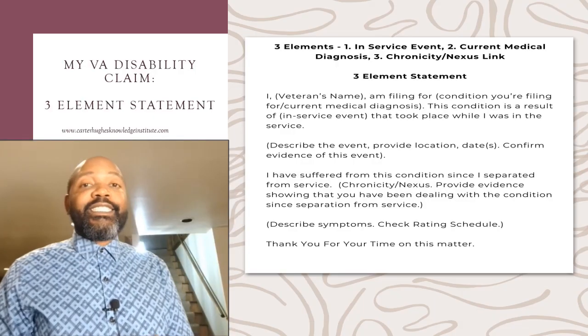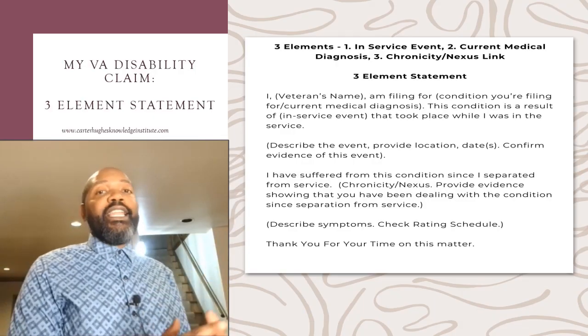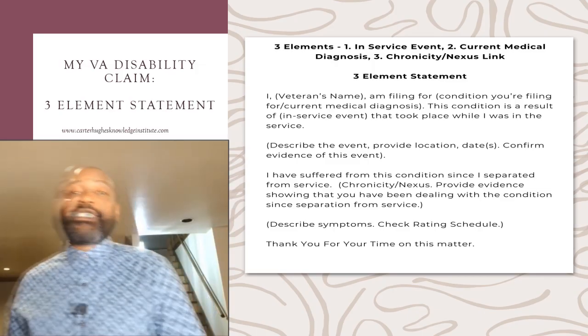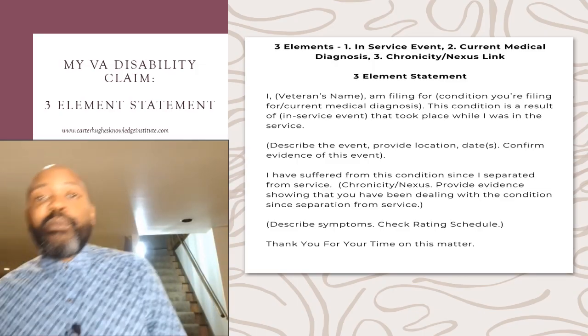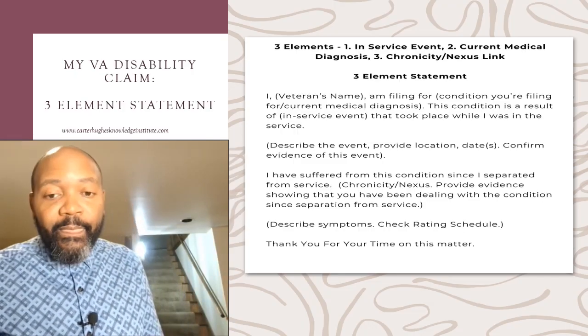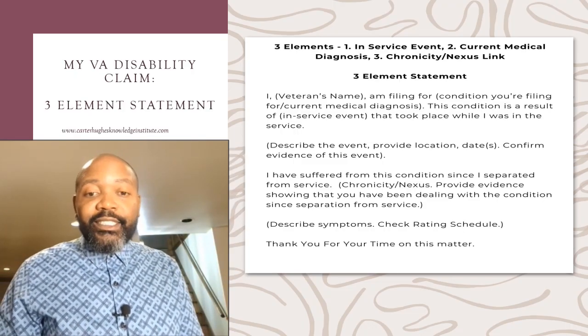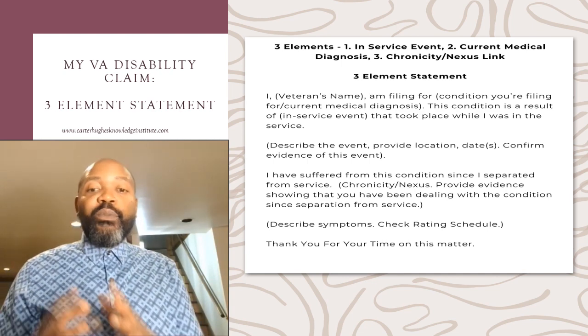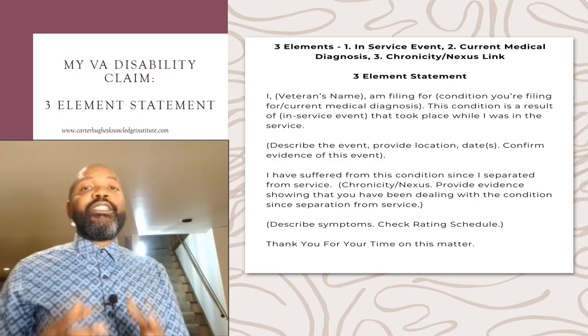You're building the nexus, the chronicity, showing it's a chronic condition, something I suffered from while I was in the service. And then after I separated, still suffer from it. And then years later, still suffering from it. You want to show that chronicity. So you want to provide evidence showing that you have been dealing with the condition since you separated.